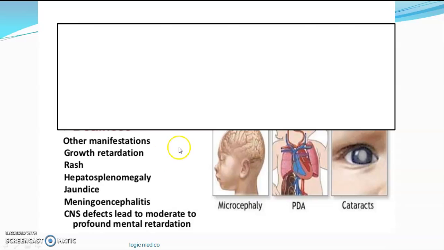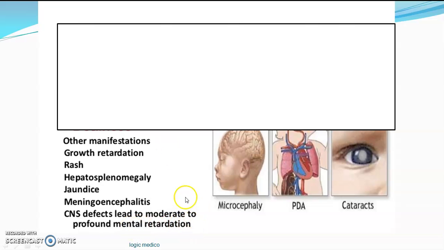Okay. So what is this congenital rubella syndrome? Rubella is a viral infection which happens to the mother when she is carrying. If it happens to the mother, then the child will be affected. It is one of the infective causes in the TORCH group of infections in the mother, especially in the first trimester. During that time, the child can have the following defects: growth retardation, rash, hepatosplenomegaly, enlargement of liver and spleen, jaundice, meningoencephalitis, infection of meninges in the brain, and CNS defect resulting in severe mental retardation.